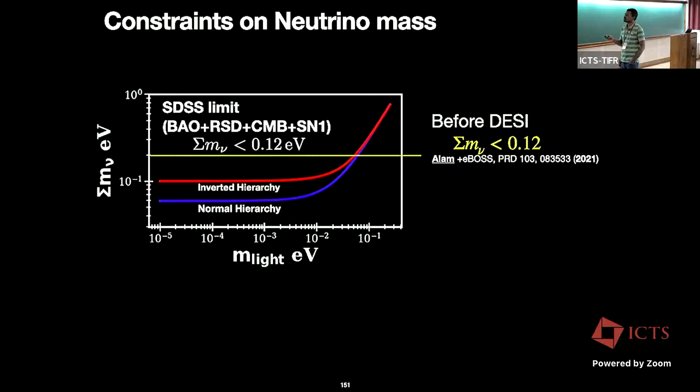No, this is just the upper limit. And this is just a prediction of what the minimum sum of neutrino mass will be. So the closeness to this is not a sense you want to get. You're just talking about an upper limit.